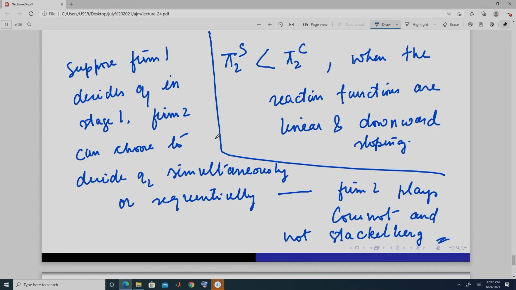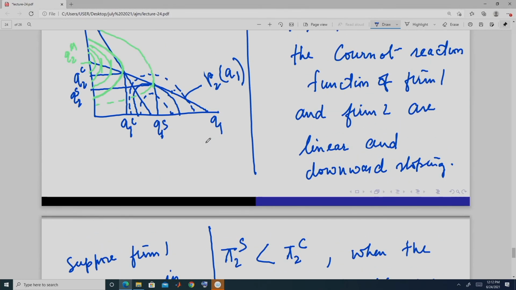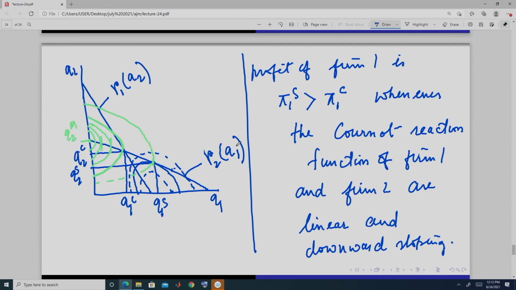So, in this context, whether there is a first mover advantage or not, we get that firm 1 has a first mover advantage in Stackelberg quantity competition, and firm 2 has an incentive to move along with firm 1 rather than move later after observing the output of firm 1. So, from this graphical analysis we get this.